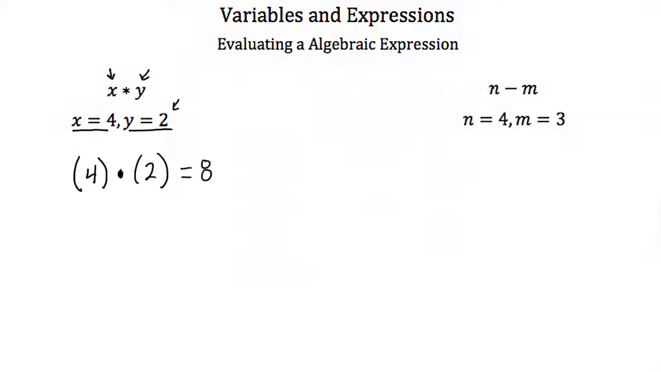Here we have n minus m, and we're told that n is equal to 4 and m is equal to 3. Well again, if n is equal to 4, we can just write a 4 instead of writing an n, and that's subtracted by m, but we know m is equal to 3, so instead of writing m, we just put down a 3. Well, 4 minus 3 is equal to 1, so as long as n is 4 and m is 3, n minus m would be equal to 1. And that completes the tutorial on variables and expressions.